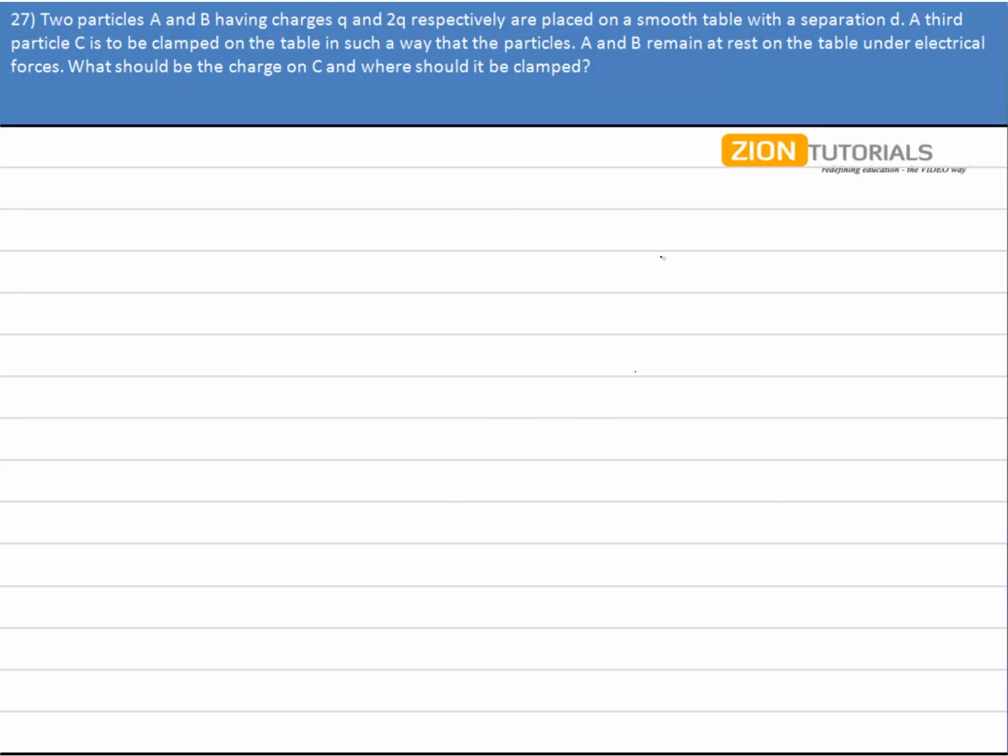Now let us say this is my charge A with a charge of plus Q, B with a charge of plus 2Q, and let's say the charge C is clamped somewhere in between them with a distance between A and C to be X. The distance between A and B is capital D as given in the question. Now the system is in equilibrium, so the net force on C due to A will be equal to the net force on C due to B.